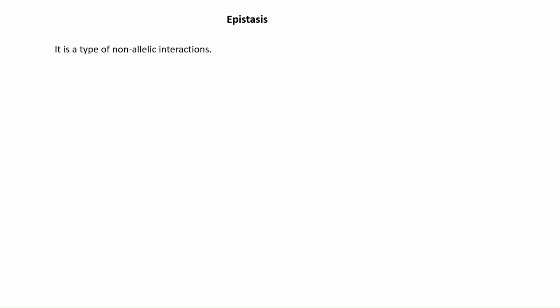Epistasis is a type of non-allelic interaction, correct? It is a type of gene-gene interaction where one gene is interacting with another gene. It is not like the interaction between one allele and another, in which we studied codominance, incomplete dominance, and dominant-recessive relationships. That was for allelic interactions. Now we are studying gene-gene interaction, a type of non-allelic interaction where one gene will interact with another gene present at another location.